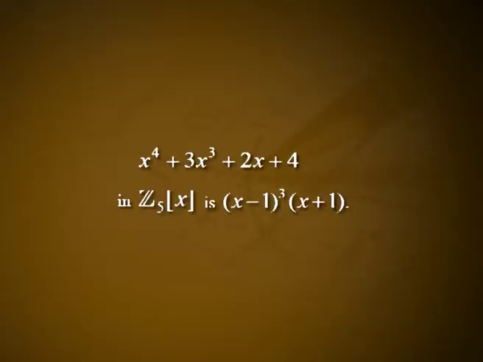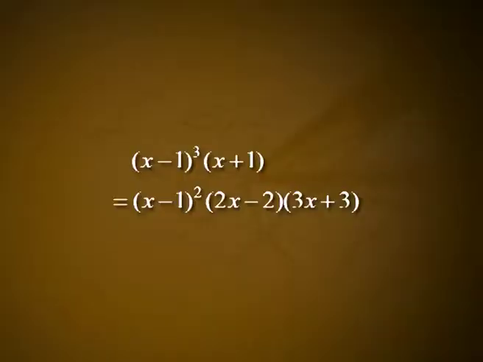Example 7. The factorization of x^4 + 3x^3 + 2x + 4 in Z5[x] is (x - 1)^3 (x + 1). These irreducible factors in Z5[x] are only defined up to units in Z5[x], that is, non-zero constants in Z5. For example, (x - 1)^3 (x + 1) equals (x - 1)^2 (2x - 2)(3x + 3) is a unique factorization based on Theorems 7 and 8, since 2 is a non-zero element in Z5 and hence is a unit in Z5.